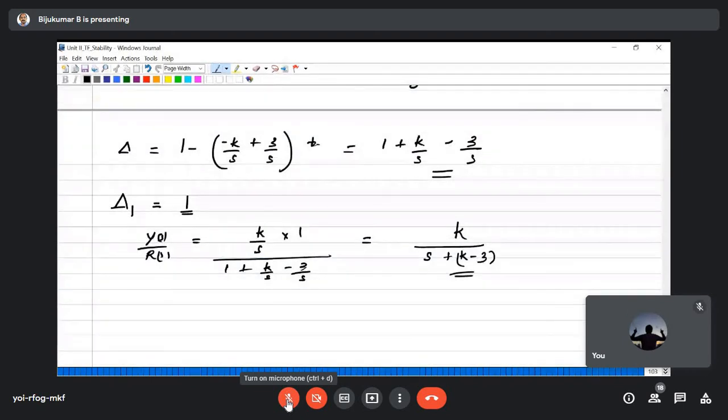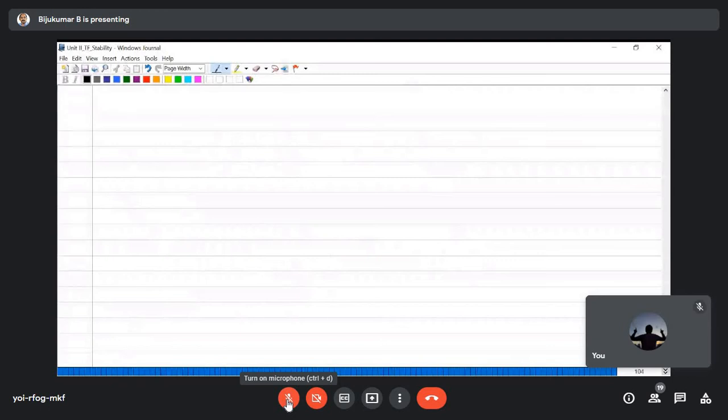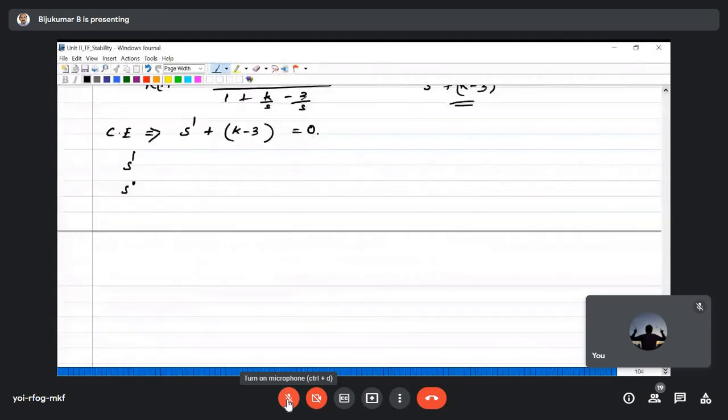So in order to check the stability, we can form the Routh array. What is the characteristic polynomial? The characteristic polynomial is s plus K minus 3 equals 0. So the highest order is 1, and we can form the Routh array with s power 1 and s power 0. Substituting the constants, the first row becomes 1, and then K minus 3. So our first row is completed. We need not enter any other elements, because to check stability we only need the first column elements.